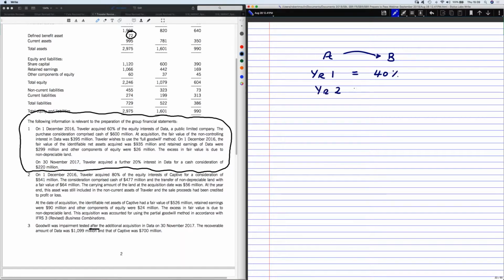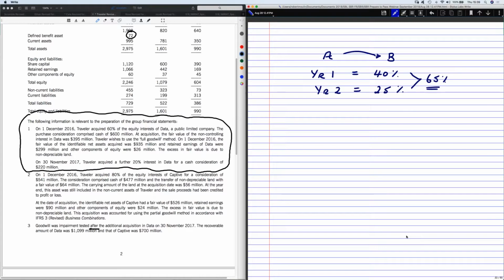Now, let's go on to year two. In year two, A acquires a further 25%. In all likelihood, what do you now believe is the correct treatment for the investment that A has in B? Right. It now looks like, in all likelihood, it is a subsidiary company, because we have, on the face of it, gained control. So we've got 65%. Fantastic.